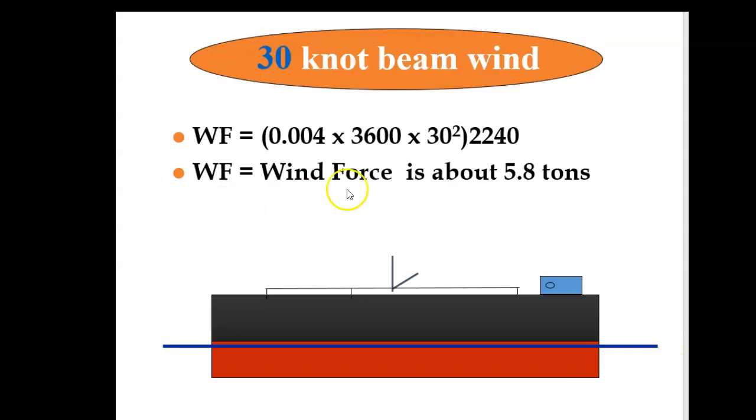Well, okay, so quickly you look at this, and I'm going to increase it to a 30 knot wind speed. So same formula, but the wind speed changes. And it comes up, and now it's 5.8 tons. Well, that's a big deal. But still, what's 5.8 tons? What does that translate to? How do you make that into real life?